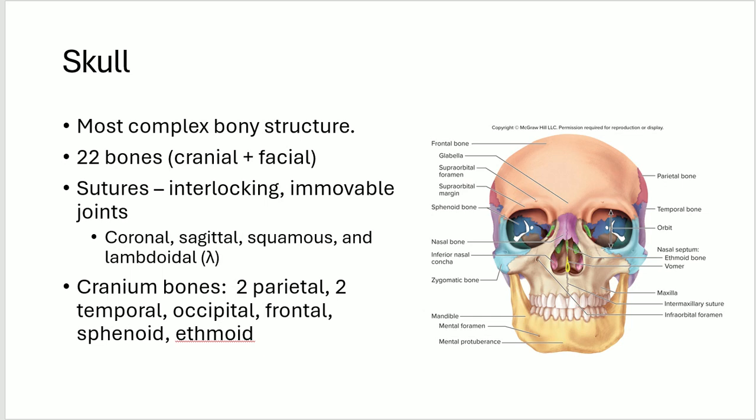So the skull is truthfully going to be the most difficult bony structure to learn. The one that's going to be a little bit difficult as well is going to be the pelvis, but it's not going to be anywhere near as difficult as the skull. There are 22 total bones in the skull, including cranial and facial bones. That also includes sutures. So what are sutures?